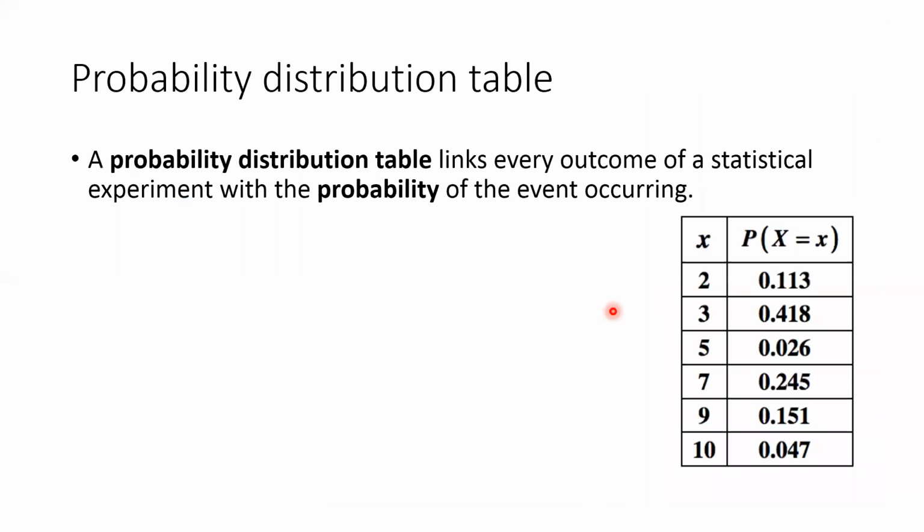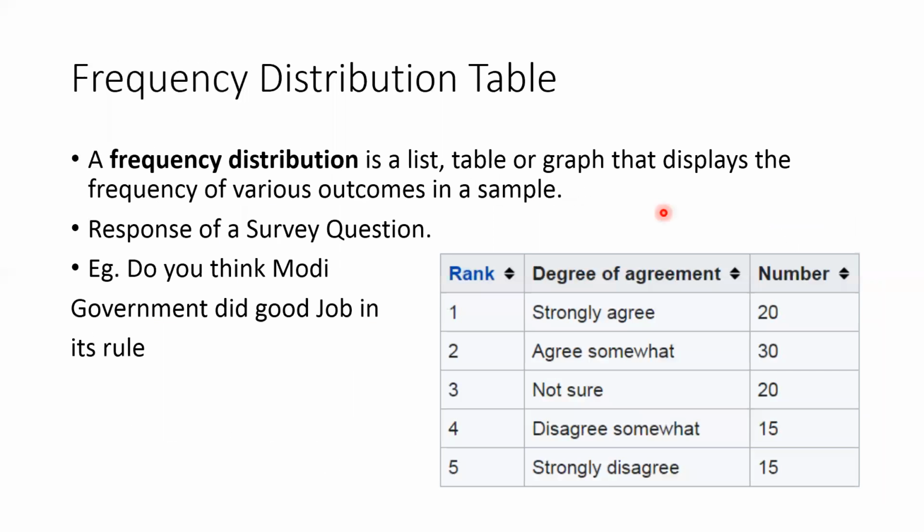After this comes the probability distribution table. A probability distribution table links every outcome of a statistical experiment with the probability of the event occurring. I have got this data with me, and now I have the frequency over here. Using this frequency table, I will calculate the probability of strongly agree.